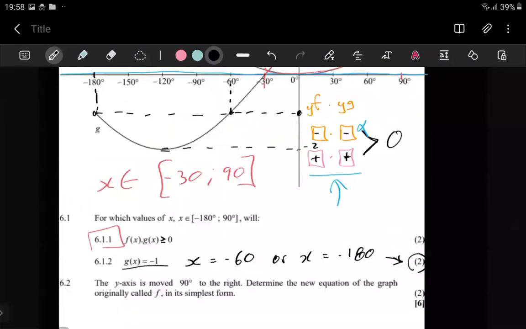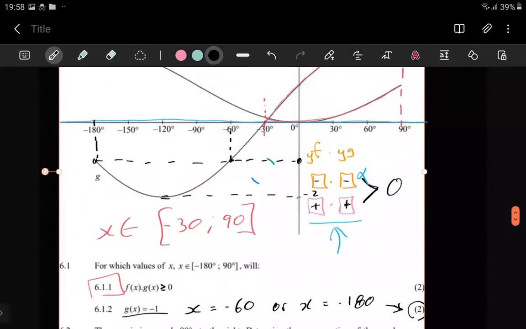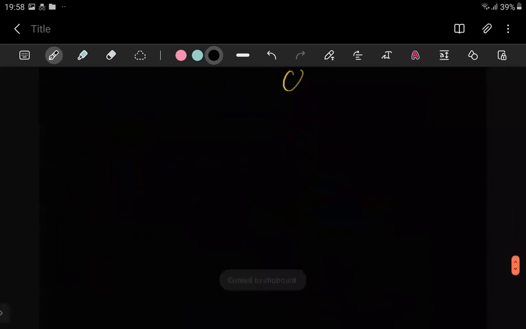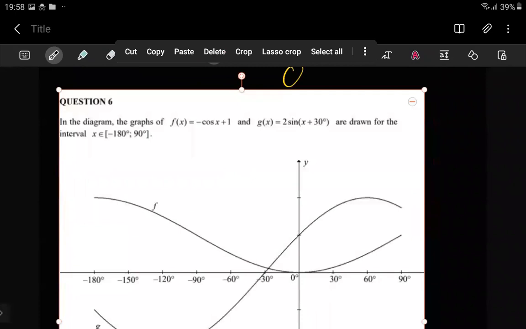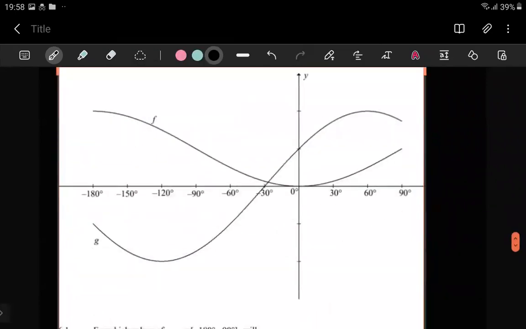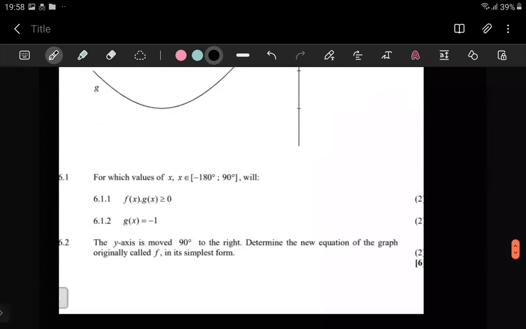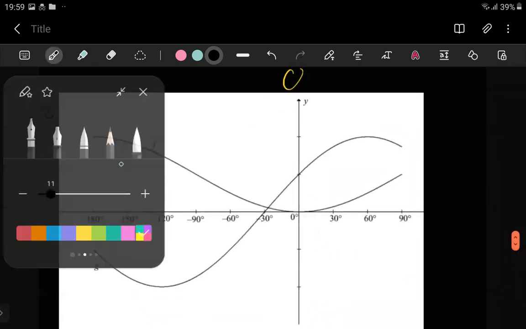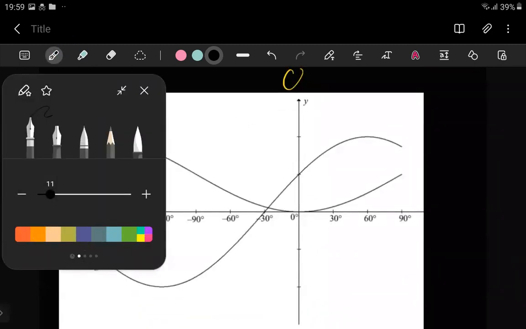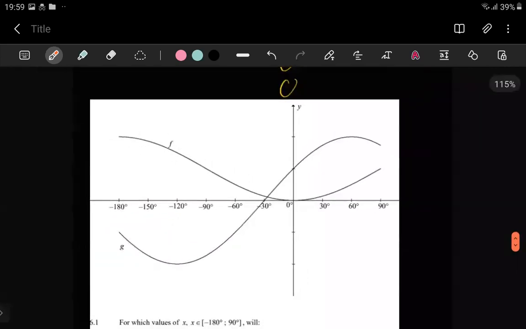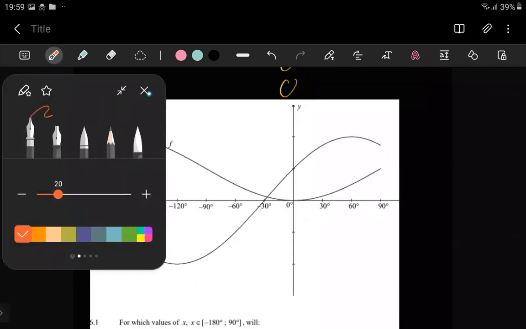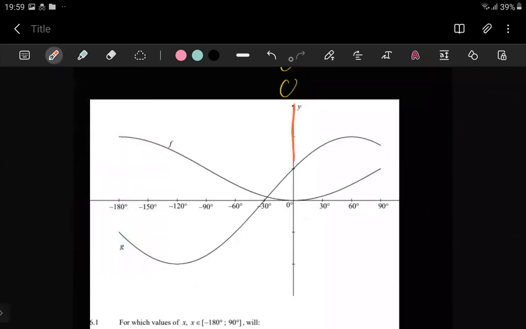So the idea with this kind of question is that we actually have to get the sketch and paste it down here so we can visualize what is going on. So let me crop this here. And then let's read again. They're talking about the y-axis being moved. So remember, the y-axis is over here. Let me make this bigger. There's the y-axis.